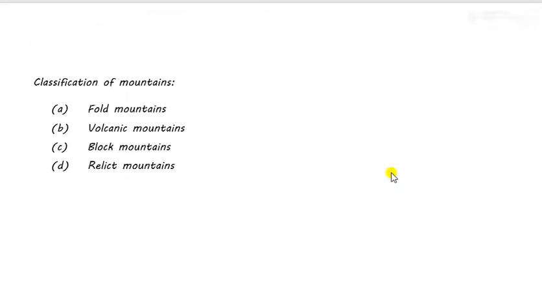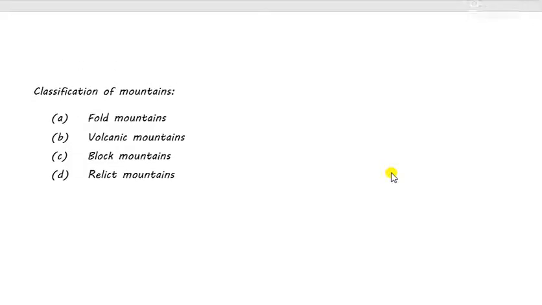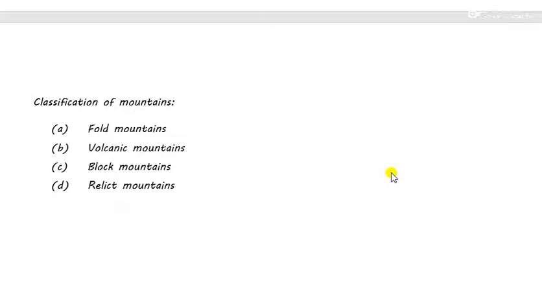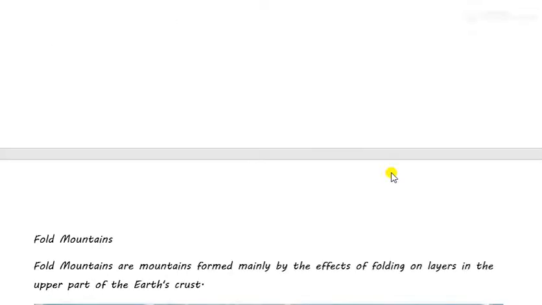Moving on to the next topic, we proceeded into the mountains, and I gave a rough idea of what a mountain is. Any landform above 1,000 meters is called a mountain. There are four types of mountains: fold, volcanic, block, and relict. We'll study each one by one. This chapter is really important for your annual term, especially fold mountains, so please pay attention to what I'm teaching.